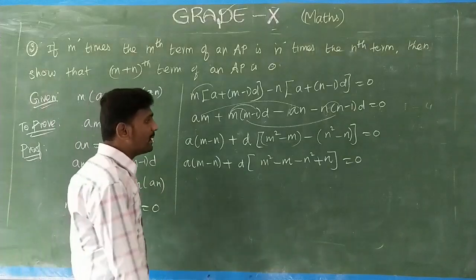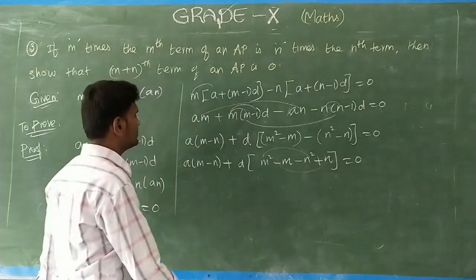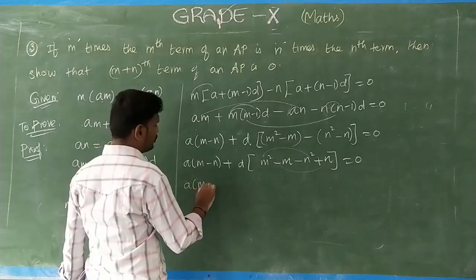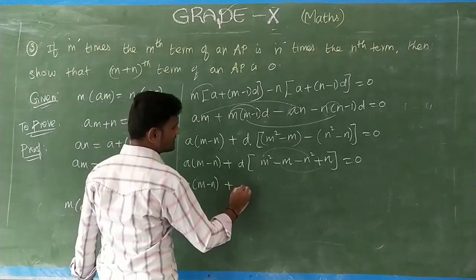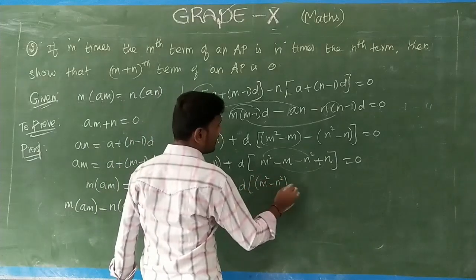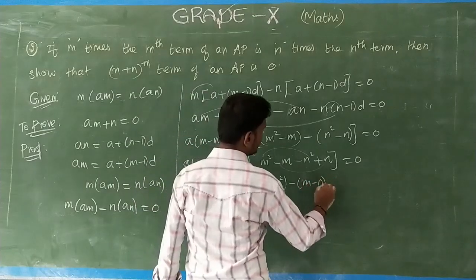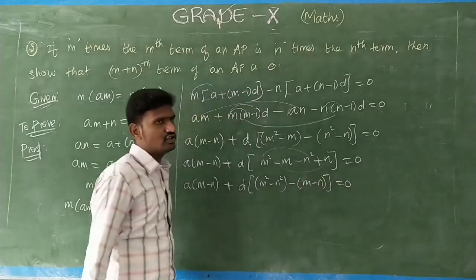Now I am going to group this again, first and third, second and fourth. Yes, student. Now a into (m minus n) plus d into (m square minus n square) minus (m minus n), taking m minus n common, which is equal to 0.